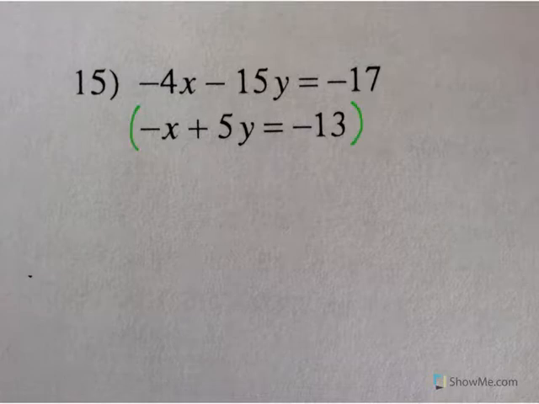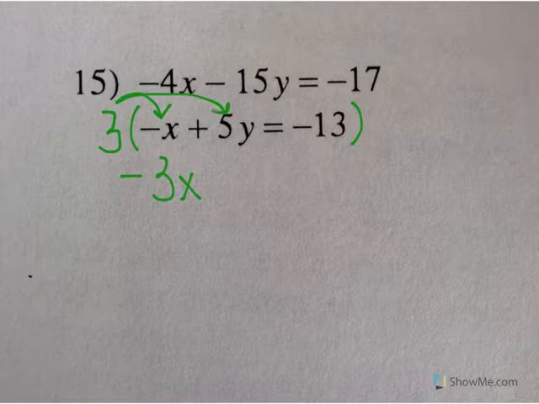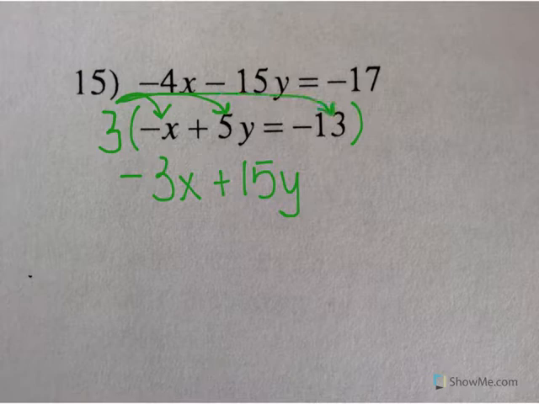If I multiply, again, this by 3, I need to make sure I distribute the 3 amongst all terms. 3 times -x is -3x. 3 times 5y is plus 15y. And 3 times -13, don't forget the negative, is -39.